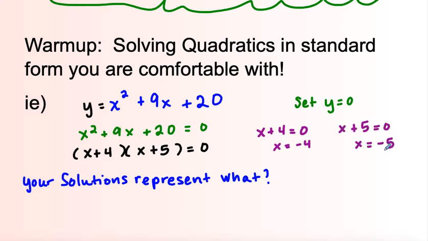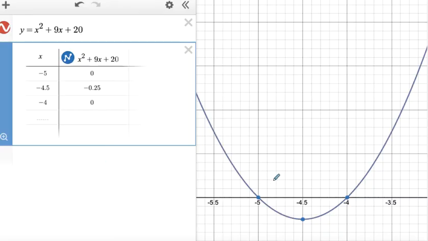Now, the most important thing for you to remember is what your solutions represent. If y was equal to 0, and this is a function, then these would be the points negative 4, 0, and negative 5, 0. So what we found are the x-intercepts. So here I've graphed it, and you can see clearly the x-intercepts.